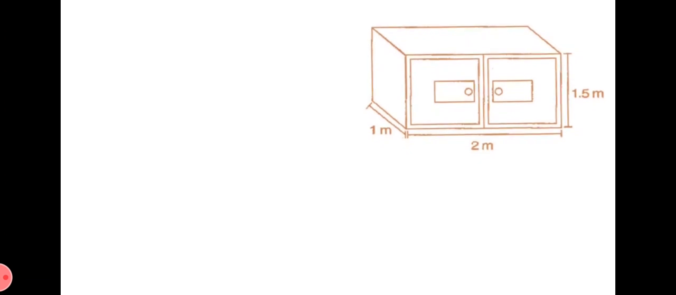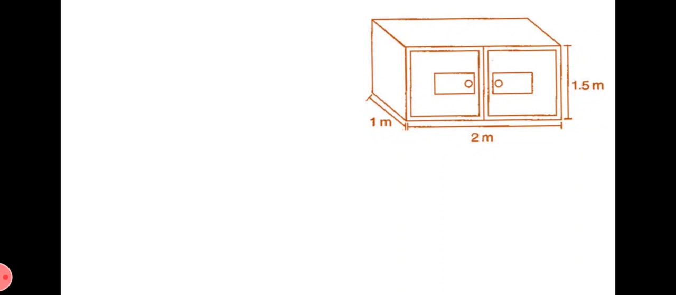Ruxar painted the outside of a cabinet of measurement 1 meter by 2 meter by 1.5 meter. How much surface area did she cover if she painted all except the bottom of the cabinet? Now let's see the cabinet. Here you can see the cabinet. Its length, breadth and height are given.